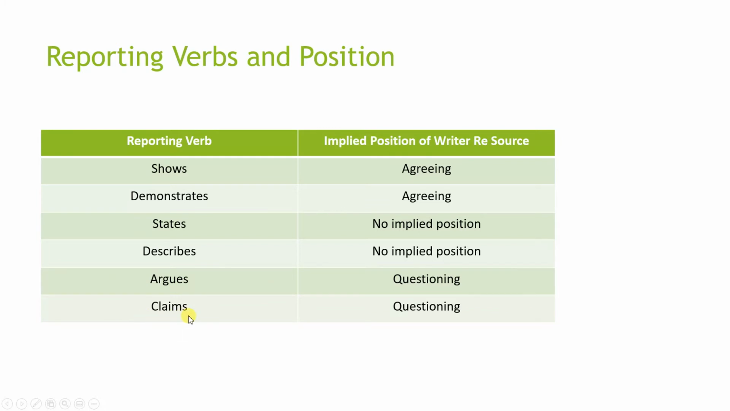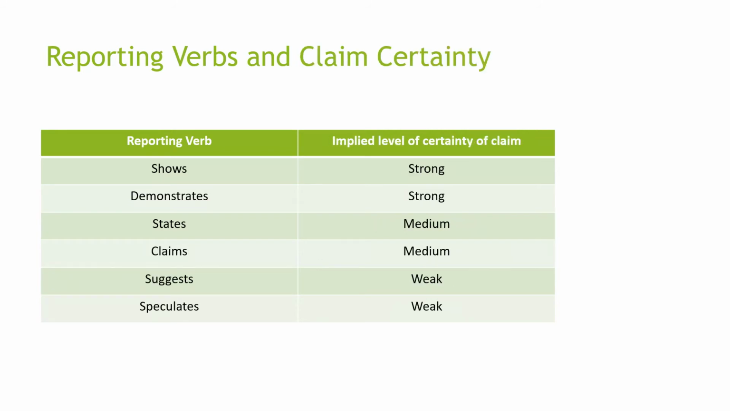as our claims. Okay, so as I said, the reporting verb here can imply your position in relation to the author of the source that you are citing. Now, the reporting verb also has some relevance to the certainty of the claim of the original author. So it's quite strong to say that Fenn shows something, and it's quite weak to say that Fenn or any other author speculates about something. So be aware of how the author themselves characterizes their claim.